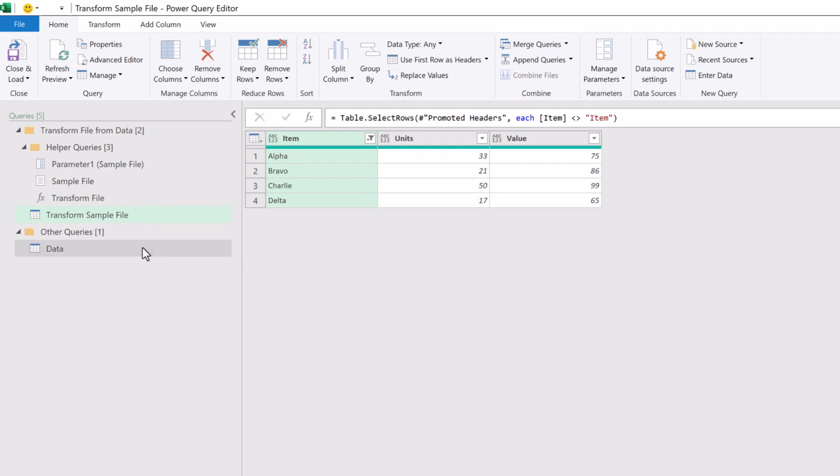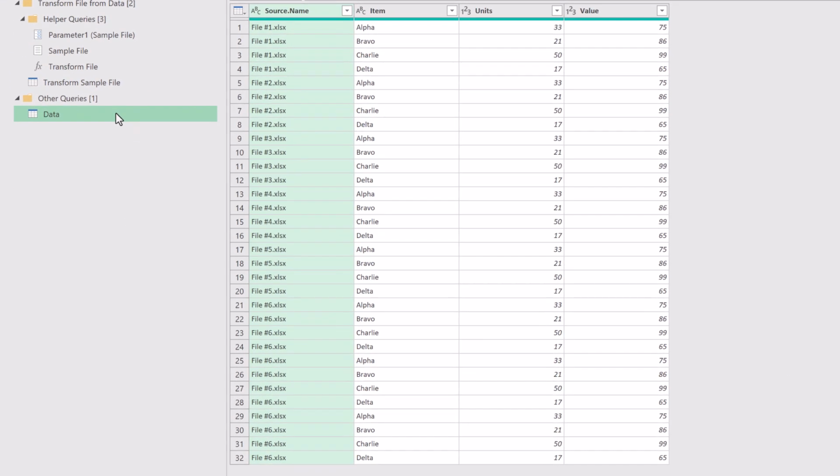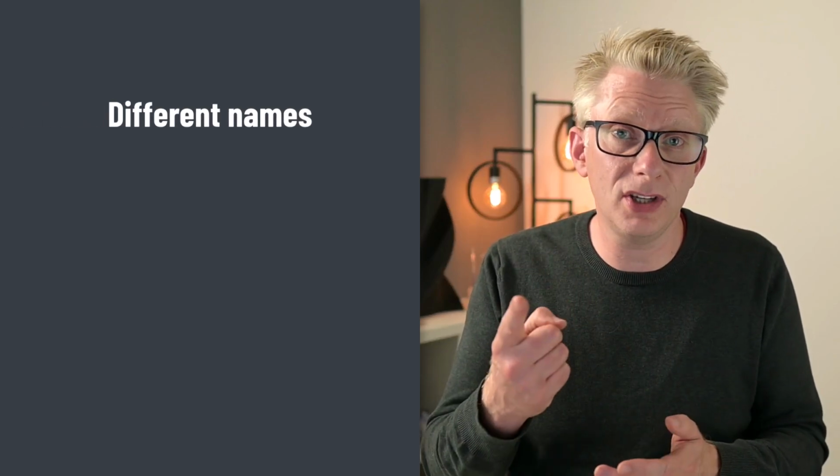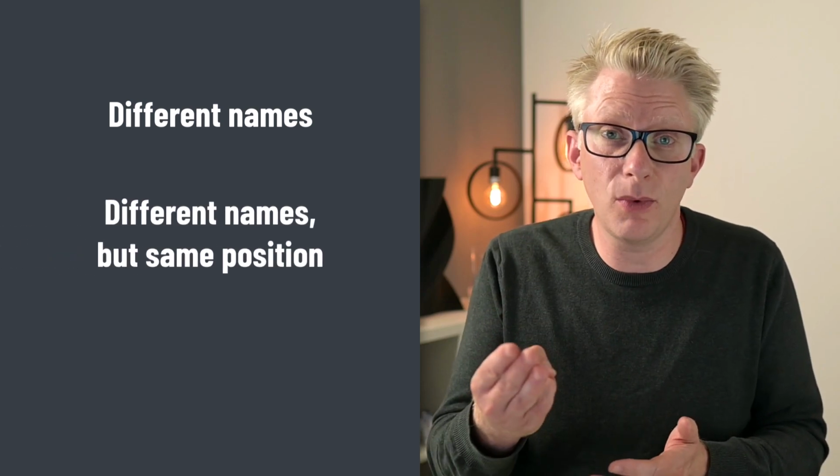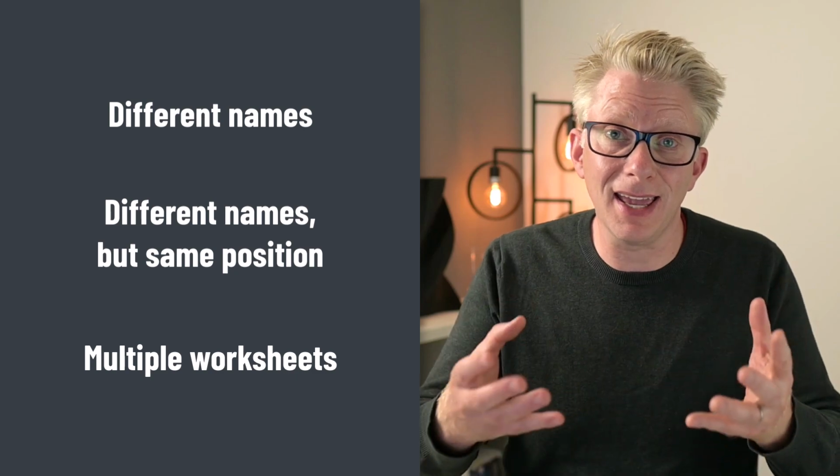Let's now head back to our combined data. And there you go. We now have the data from all 6 of those files combined together. And that is how we can take the standard combine files method and make it work for when we have worksheets of different names, worksheets of different names but in the same position, and also when we have multiple worksheets in workbooks. No matter our scenario, we can combine the relevant items together.